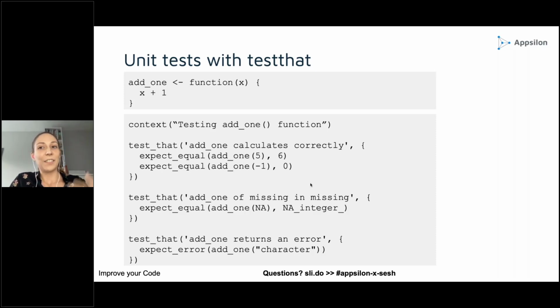How to start? It's very easy. Just pick a function that you want to write a test for and write your first test. And this is how you can do it. This is the function that we will be testing, and this is the file with tests. First, you use the context function to just describe what will happen. Then you use the test_that function with some expect functions. There is a whole bunch of expect functions that you can choose from. Here I'm using expect_equal and expect_error.